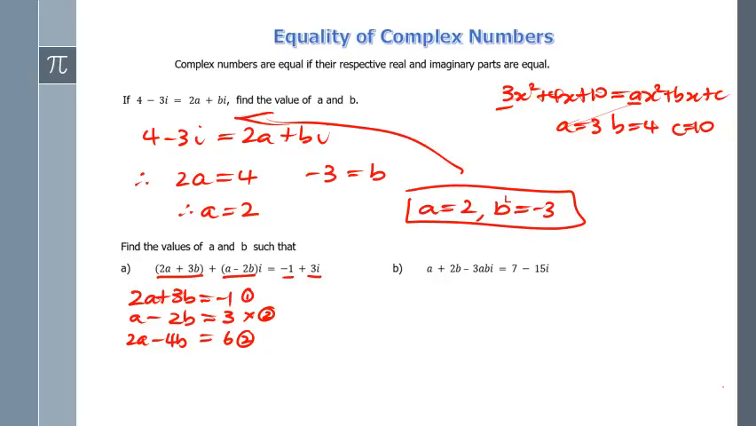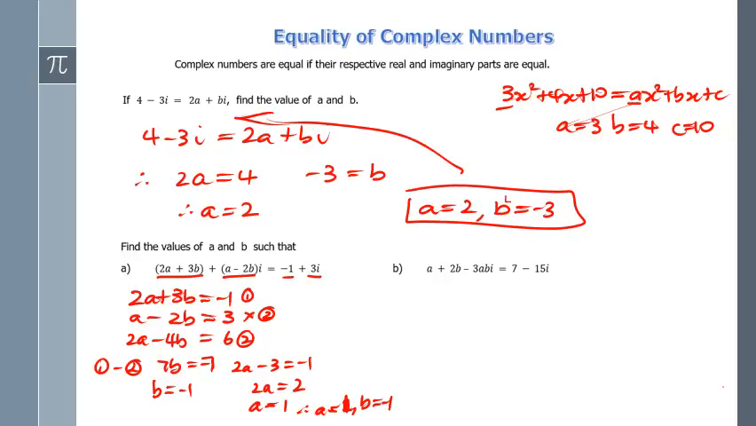Let's use 1 take away 2, 1 subtract 2. 2a take away 2a cancels, 3b subtract minus 4b is 7b, -1 take away 6 is -7, so b equals -1. Sub that back into the first equation: 2a minus 3, because b equals -1, is -1. 2a is equal to 2, a is equal to 1. Therefore our solution is a equals 1 and b equals -1.